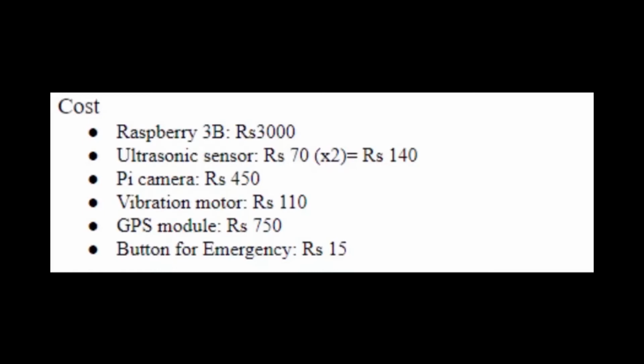Cost of implementation of our project Assist is Raspberry Pi 3B for 3000, two ultrasonic sensors for 140 rupees, Pi camera for 450 rupees, vibration motor for 110 rupees, GPS module for 750 rupees, emergency button 15 rupees, total of which rounds about to 4465 rupees.